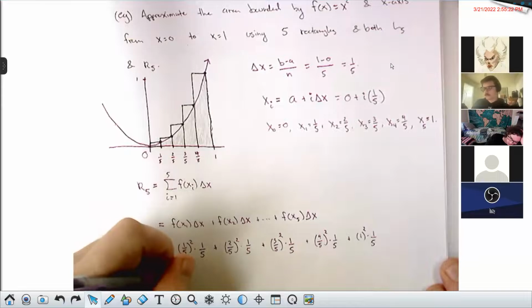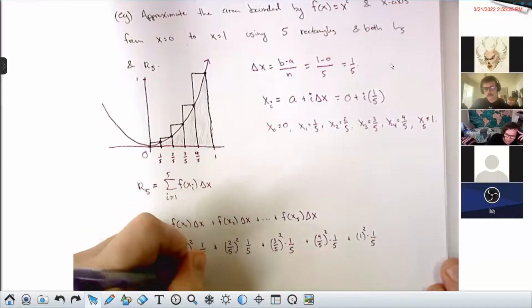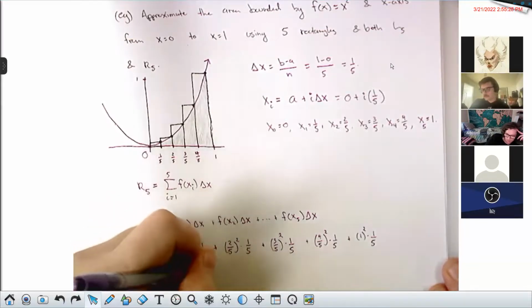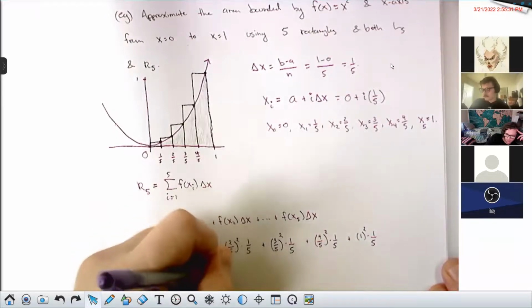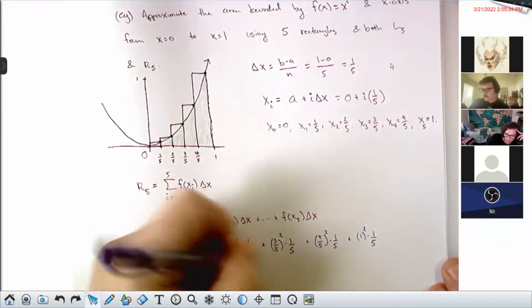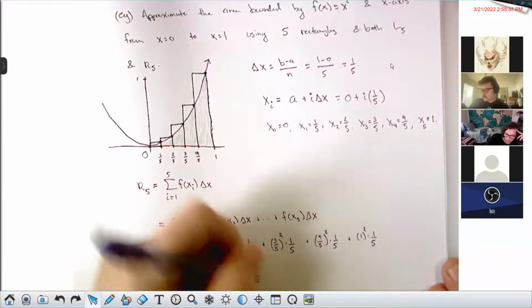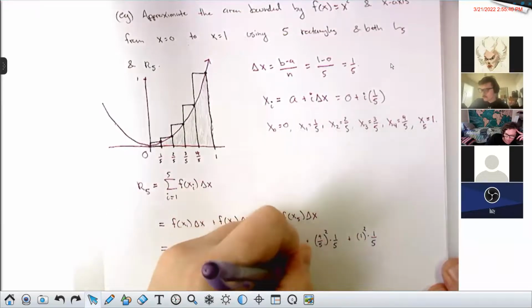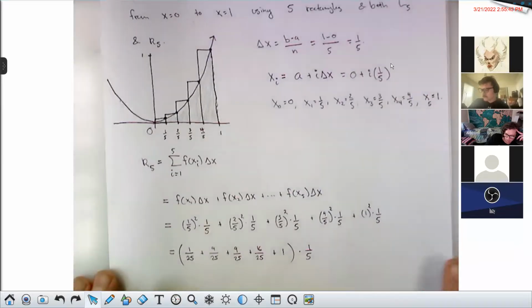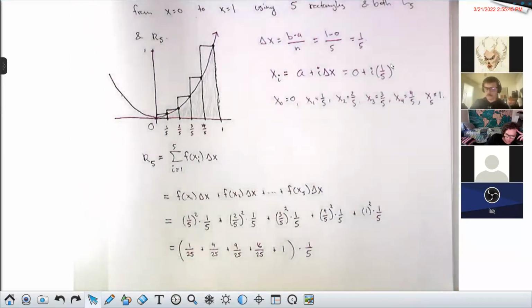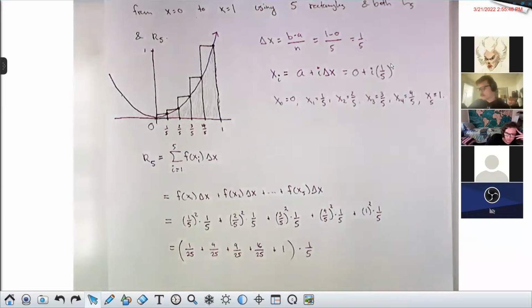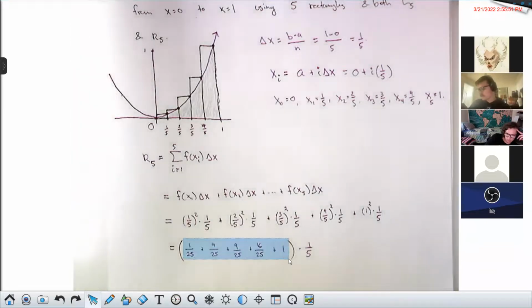So I'll have big parentheses here, 1/25, and then 4/25, and then 9/25, and then 16/25, and then 1, all times 1/5. So I factor out the 1/5 that's in each of those, and then each of the squares: 1/5 squared, 2/5 squared, 3/5 squared, 4/5 squared, 5/5 squared. I simplify those just a little bit. So this 1/25, that's the 1/5 squared. The 4/25, that's the 2/5 squared. 9/25, that's 3/5 squared, and so on.